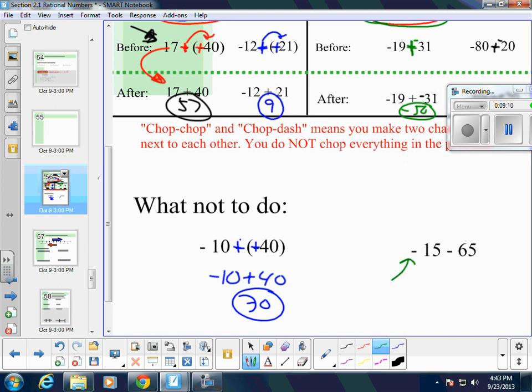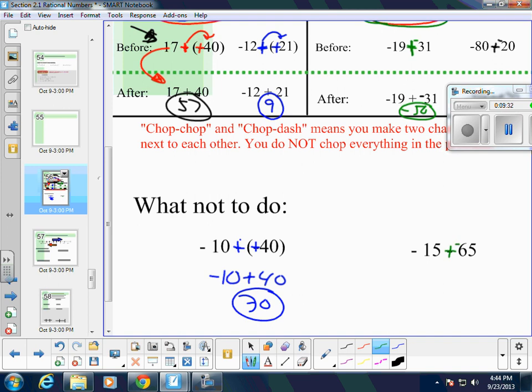out front. My first move is always with a subtraction sign. So which of those is telling me to subtract? It's really this one right here. So I'm going to chop that, and then I keep moving this way. I don't go backwards. I don't jump over a number to make another chop or anything. Okay. Again, like we talked about above, chop dash or chop chop. It's just two moves that help change the problem, but they're right next to each other.